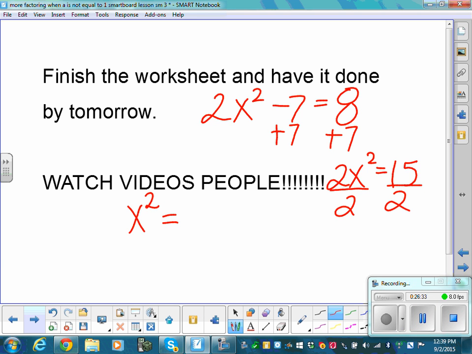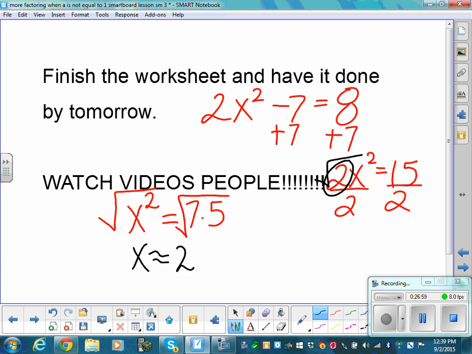So 15 divided by 2 is 7.5, and then we take the square root of both sides, because we've isolated x squared. Before we take the square root, though, if you were to take the square root back here, you would have been wrong, because you forgot to get rid of the 2 first. Okay, so then you take on your calculator the square root of 7.5, which is 2.7386. It's a huge decimal, so I'll round it. So it's approximately equal to 2.73, or if I would have rounded, I probably should have done 2.74.